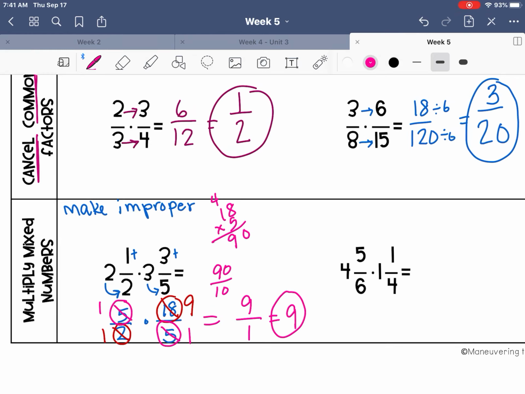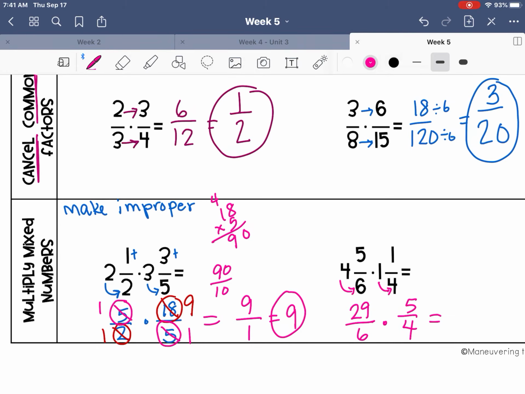We'll change 4 and 5/6 and 1 and 1/4 to improper fractions. 4 times 6 is 24, and 24 plus 5 is 29. That's 29/6. 1 times 4 is 4, and 4 plus 1 is 5. That's 5/4. You can't skip this step, folks.